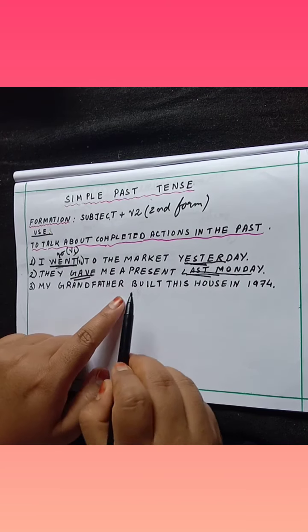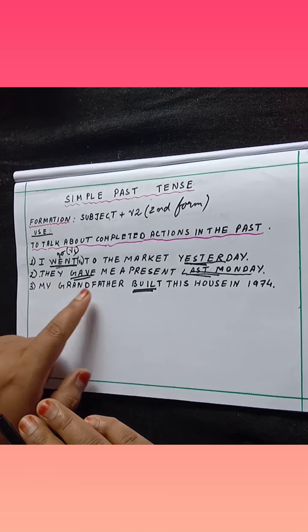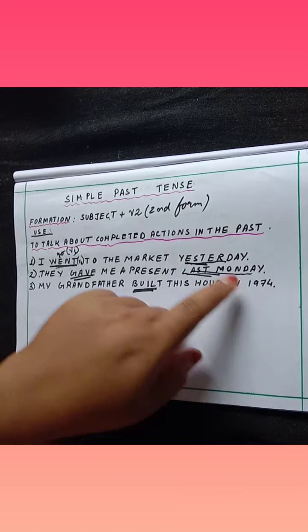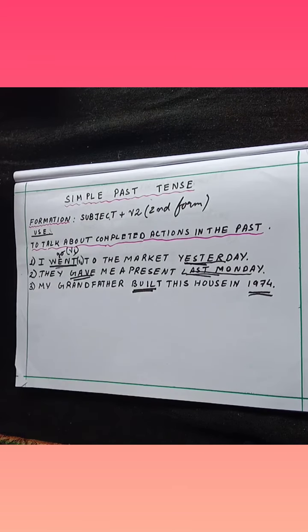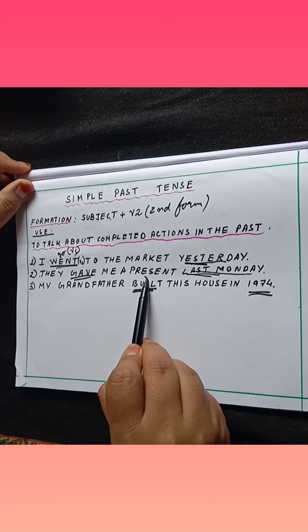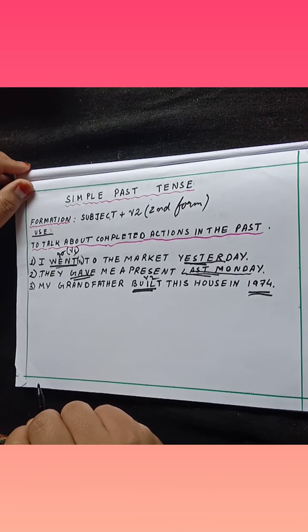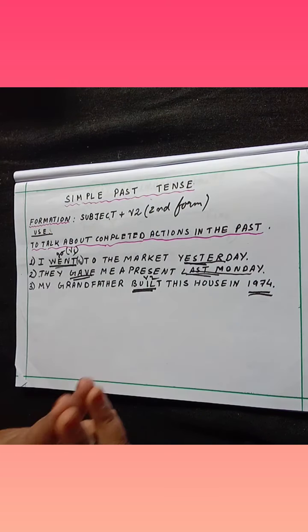My grandfather built, the verb built, is the second form of the verb build. My grandfather built his house in 1974. 1974, a past time, a past year. Now it is 2020, so 1974 is already gone. It is a past time, right? So here we'll be using the simple past tense. My grandfather built this house in 1974. So we use the simple past tense to talk about completed actions in the past. Am I clear, all of you?